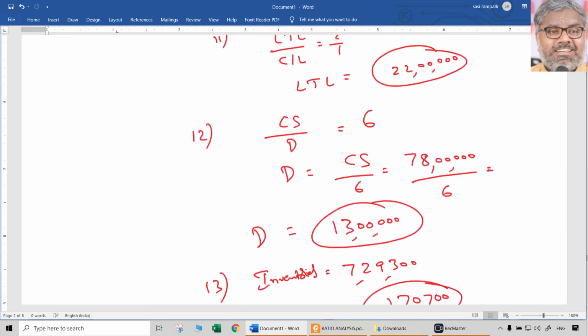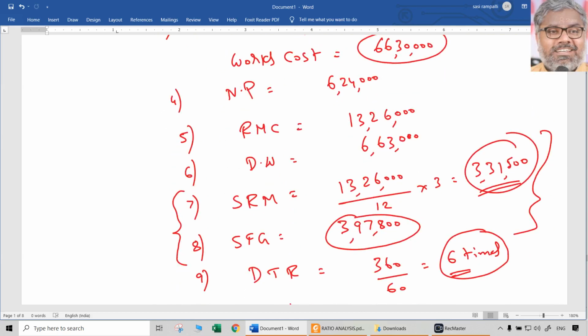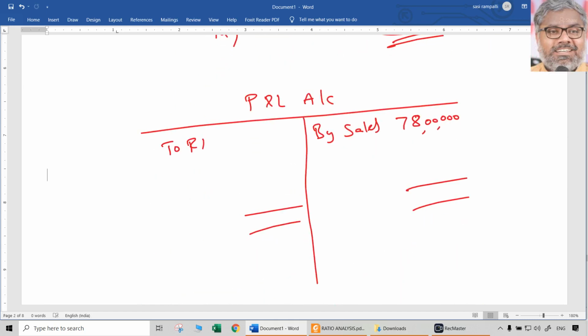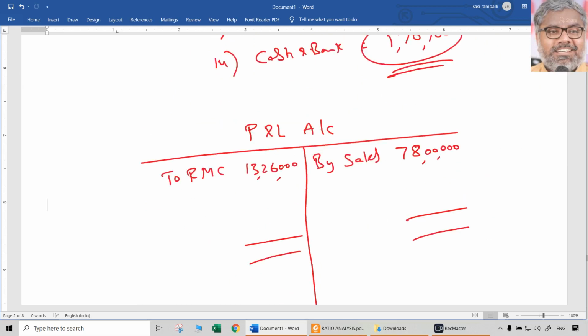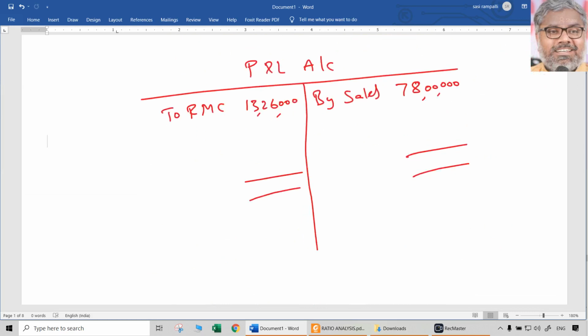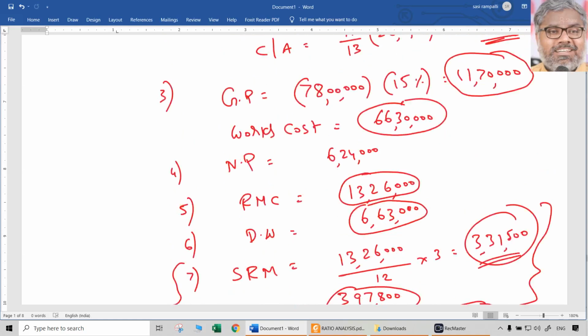Works cost was 66 lakhs 30,000. But within that, raw materials consumed and direct wages we know. So raw materials consumed first of all is directly one of the costs. So to raw materials consumed, 13 lakhs 26,000. Direct wages, 6 lakhs 63,000.